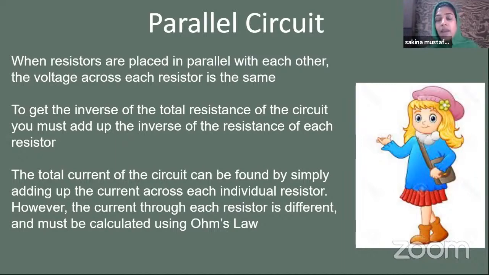How will the current be added? The voltage is the same everywhere. The voltage across every resistance is the same in a parallel circuit. So how is the current calculated? For example, a 1K ohm resistance is there, so the current is calculated across the 1K ohm because the voltage is the same. Similarly, the current is calculated across the 2K ohm, the voltage is the same, and we add up both currents and get the desired current.